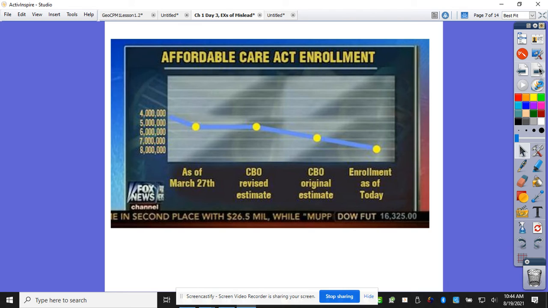Affordable Care Act enrollment. What do you see is wrong with this graph? It's increasing as it goes down. So over here, our numbers are flipped. What else? The order of the stuff on the x-axis doesn't make much sense. I don't know why they even made this graph.